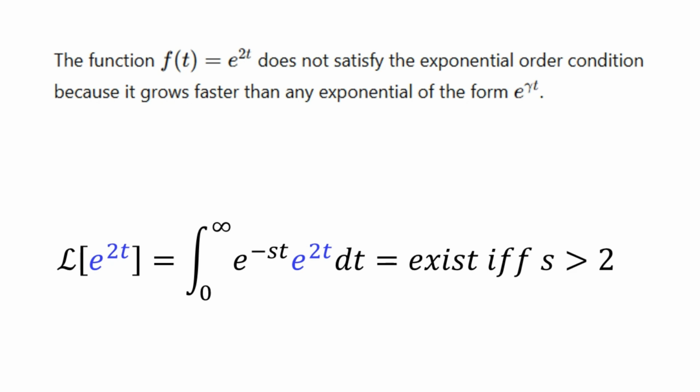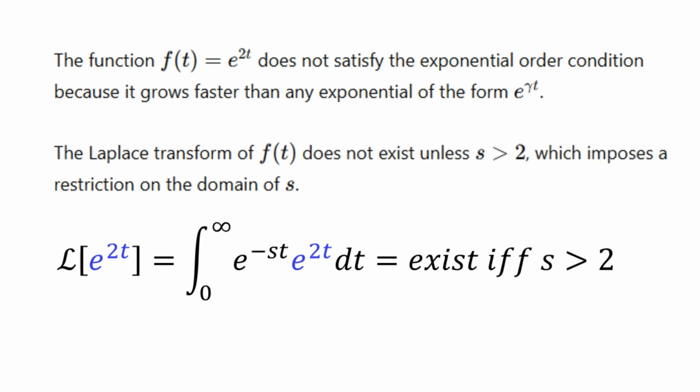Because don't forget, for exponential gamma t, when gamma is 0, we have exponential 0t, and exponential 0 is 1. So when gamma is 1, when gamma is 2, when gamma is 3, when gamma is any other value, we will definitely discover that what we see on the screen is true, because the function exponential 2t will not satisfy the exponential order condition. So definitely, I can say that the Laplace transform of f of t does not exist unless s is greater than 2, which imposes a restriction on the domain of x.